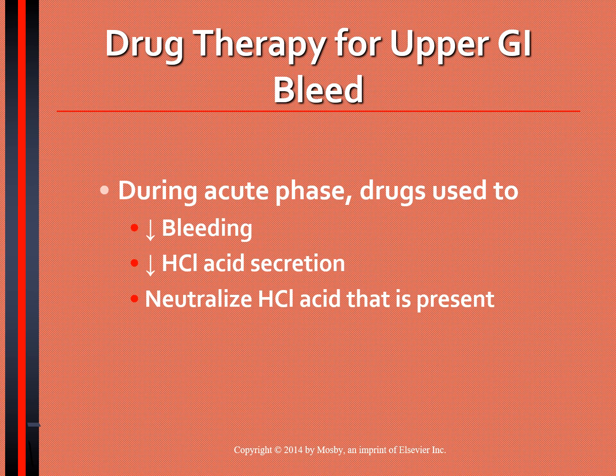Drug therapy for upper GI bleed. During the acute phase, drugs used are really to decrease bleeding, decrease hydrochloric acid secretion, and neutralize that hydrochloric acid that's already there. So that's going to be, again, your H2Rs and your PPIs. Other drugs that can be given are vasopressin and epinephrine. That's going to be used to really help move their blood flow around to really keep the system from going into that hypovolemic shock.